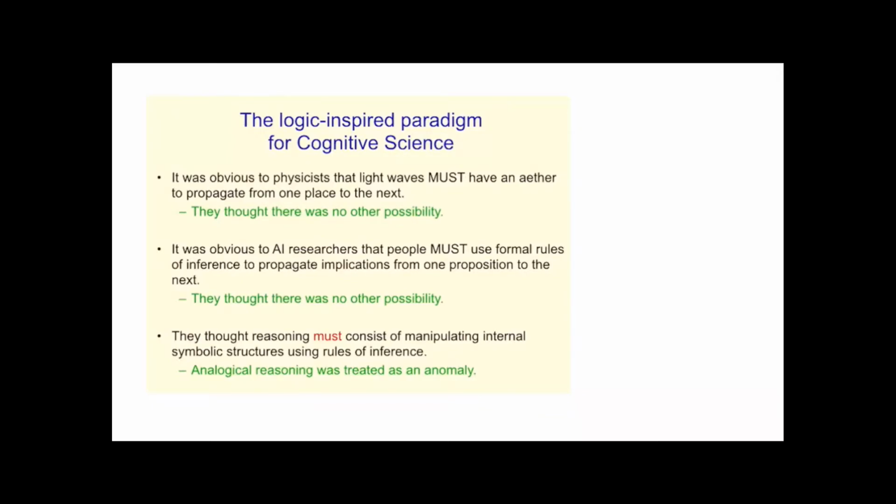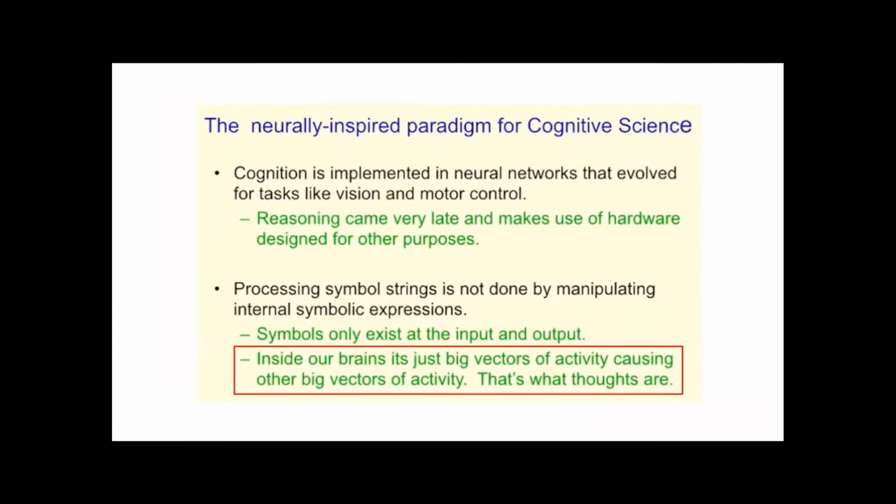In the past, AI was inspired by cognitive science, namely, we must use algorithms on symbols, symbol calculations that are precisely defined. And AI was not able to make much progress as this was going on. And they thought that reasoning must consist of manipulating internal symbolic structures using rules of inference, the rules of logic. This is, of course, not what's happening in the brain.